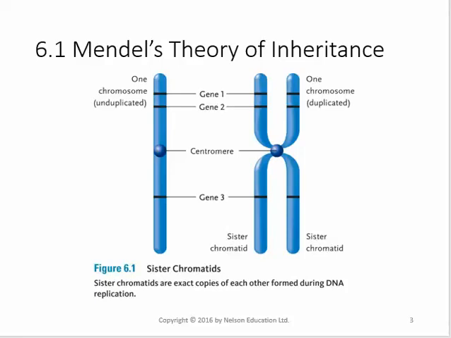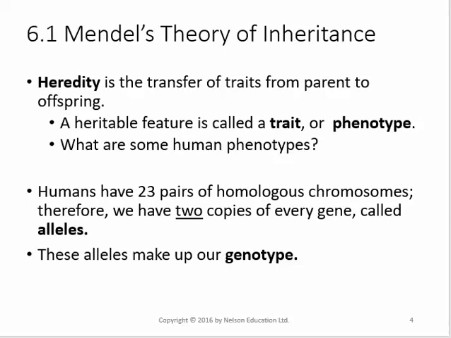So heredity is the transfer of traits from one parent to another. If the trait is heritable, it is called a phenotype. So examples of this would be things like hair color, eye color, things that you directly inherit from your parents.